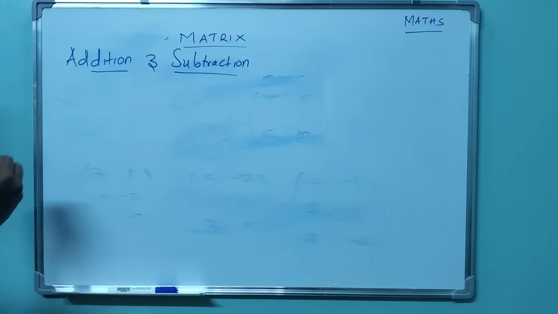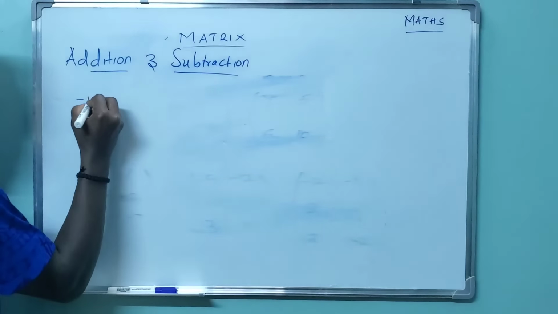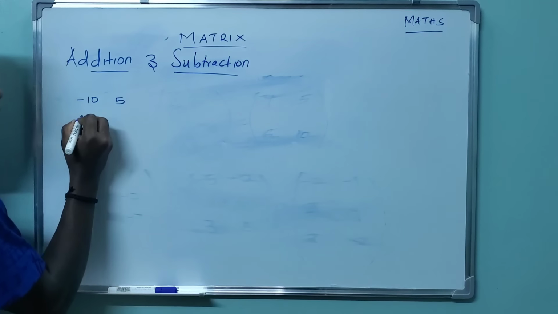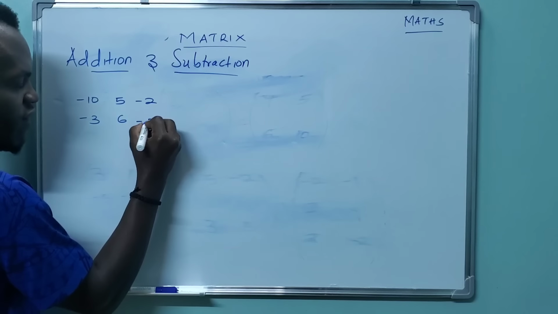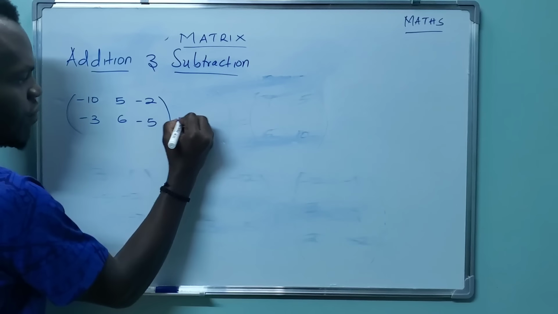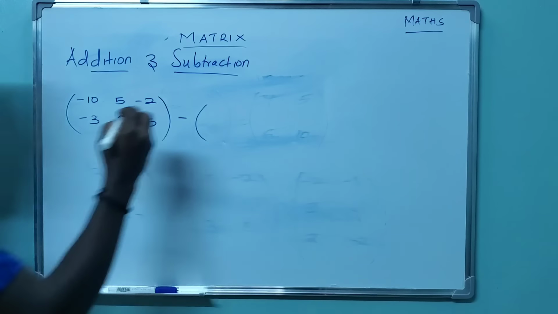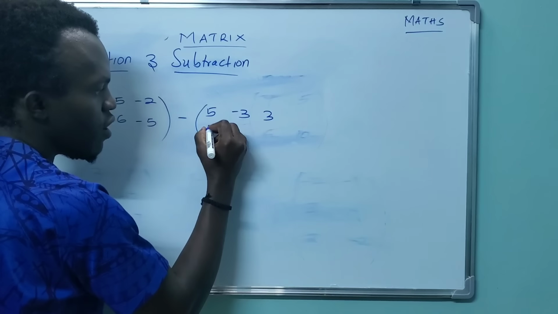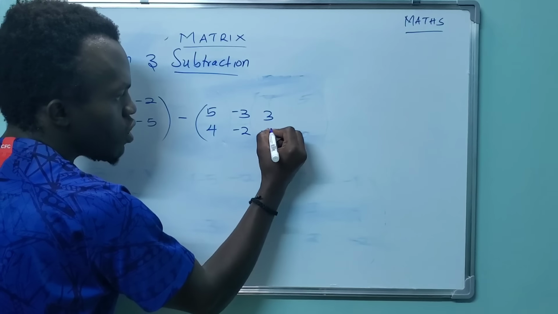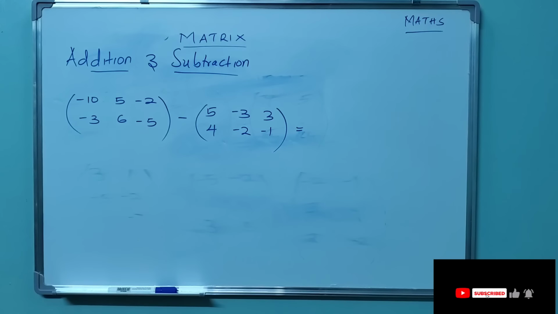For subtraction, let's say for instance I have a matrix like negative 10, 5, negative 3, 6, maybe negative 2, negative 5. Subtract another matrix. Maybe we have a matrix like 5, negative 3, 3, 4, negative 2, negative 1. What am I going to have? Now, in this specific case, we are having a 2 by 3 matrix on both ends.